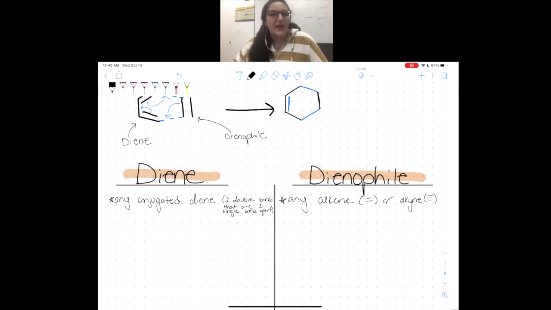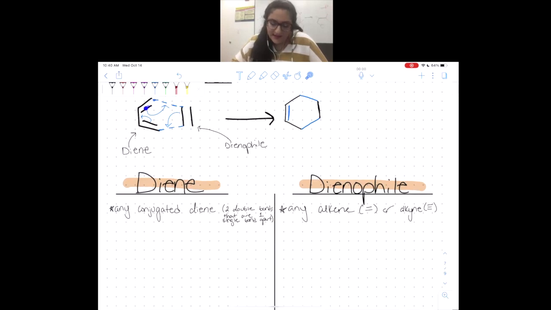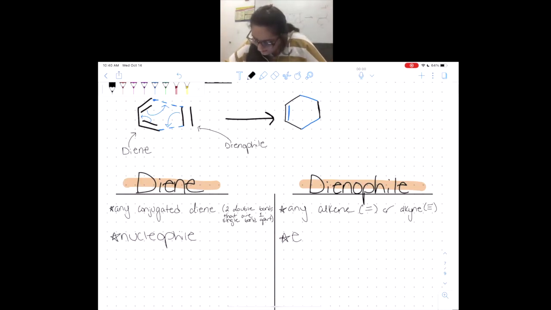Cool. And so as we drew here, we can see that this diene was the first one to give its electrons up, so it will be the nucleophile. And that would mean that this is the electrophile because it's the one being attacked.